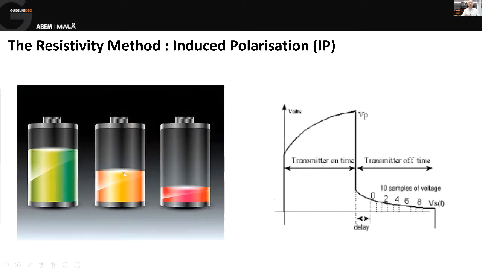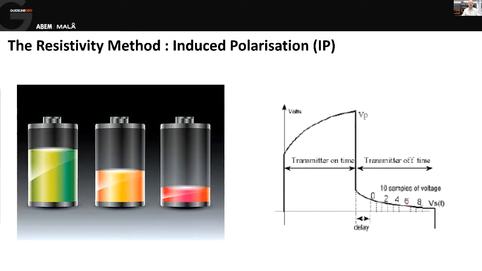So we switch the current on, the ground charges up, the voltage builds up. We then measure that voltage to get our apparent resistivity value. If we then switch the current off, the voltage will not disappear immediately, but will decay over time. And if that decay is very slow, that tells us that the ground is holding the voltage.